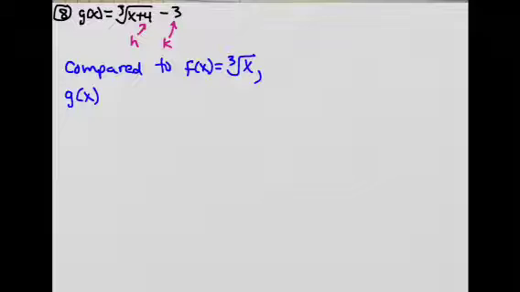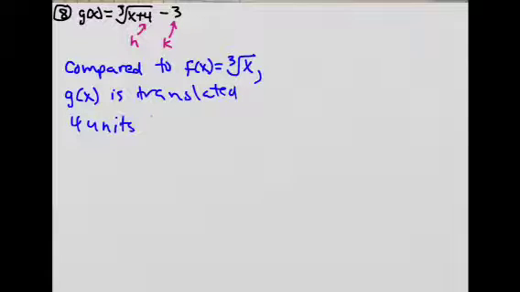Okay, number 8 has an h value of -4 and a k value of -3. So what this means is that compared to f of x, g of x is translated 4 units left and 3 units down.